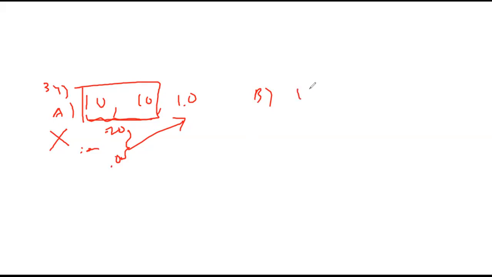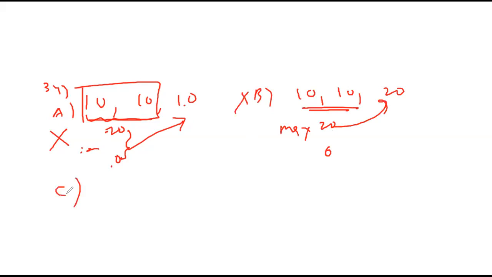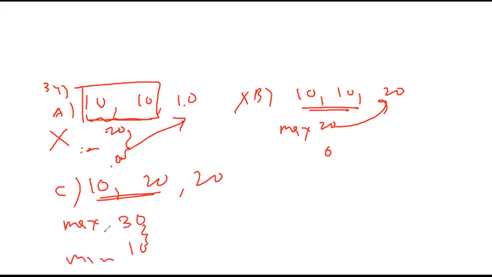Second one, 10, 10, 20. Now this is simple. 10, 10, 20 maximum. Minimum is 0. So this 20 and this 20 can become 0. Even this is not the answer. C: 10, 20, 20. 10 plus 20 has a maximum of 30. Minimum is 10. Somewhere in between we can have 20. Still even this can be 0. So by default D cannot be 0.